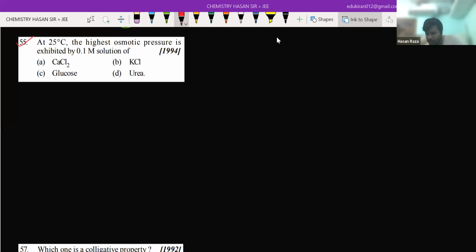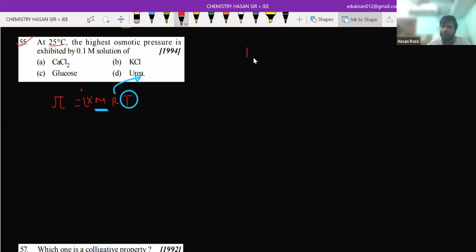No, not option C. It's wrong. I'm going to explain. You can see at 25 degrees centigrade, temperature is constant. For the highest osmotic pressure, you can see osmotic pressure is equal to M into R into T. In the question, temperature T is constant for all the options given. And R is the universal gas constant. You know that it all depends upon M, but M is also constant. So you are going to take into consideration this i. i is your Van 't Hoff factor.